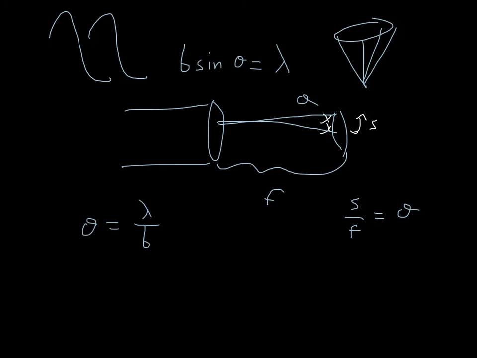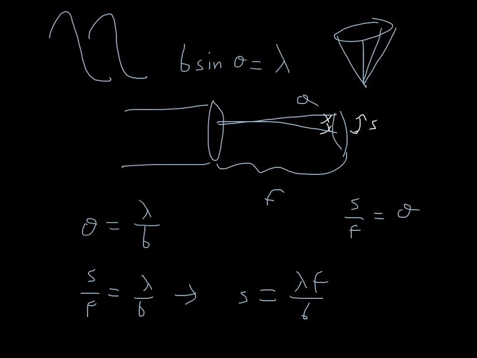So let's do that. So I got that s over f equals lambda over b, and from here I got that s equals lambda f over b. So this tells me that I can resolve 2 points. This is the minimum distance that these 2 points have to have if I'm to resolve them. It's given by the wavelength times the focal length divided by b, which is the size of the aperture.